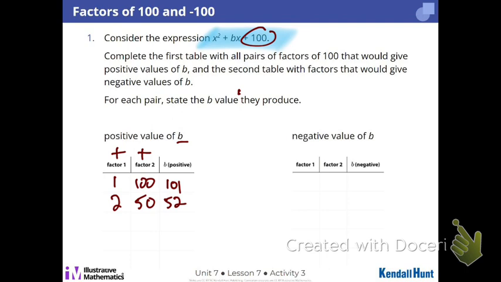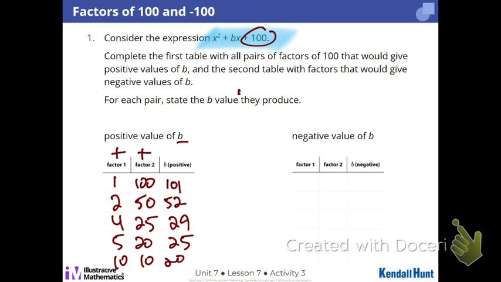Okay. 1, 2, what's my next factor? After 2, what's 4? Yeah, 4 times 25. The sum is 29. What's the next factor of 100? 5 and 20. The sum would be 25. Last factor. 10 and 10. That's 20. I don't know why I wrote 100. So all these pairs multiply to be 100, add to be something else for b.